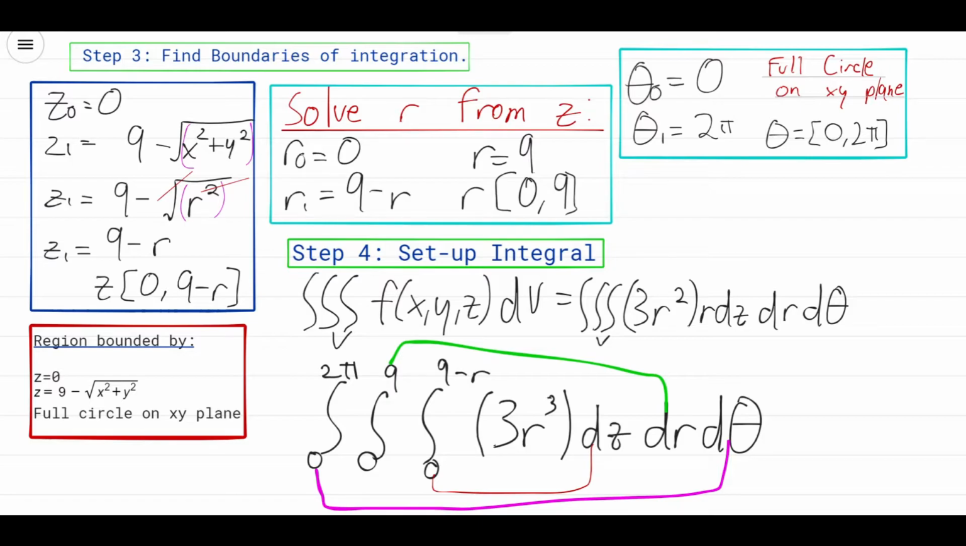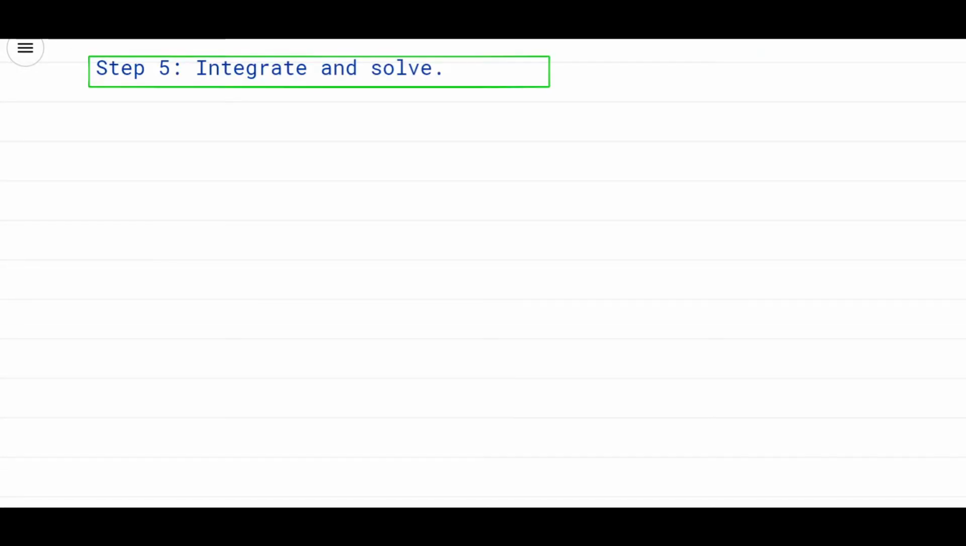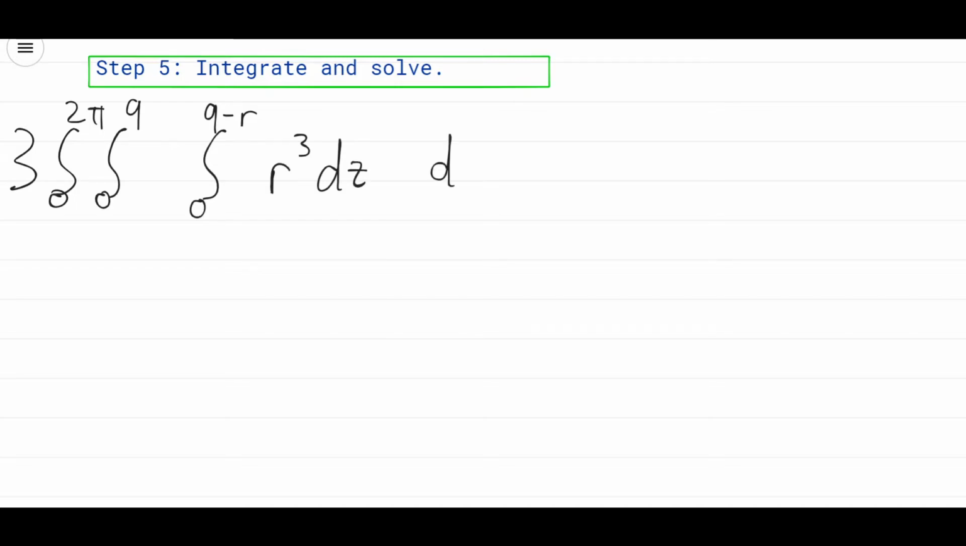So now let's integrate this. So now we're going to integrate this and solve. So our integral, we're going to factor out the 3. So 0 to 2 pi, 0 to 9. And the inner bounds that we're going to work with right now is the z limits. So 0 to 9 minus r, r cubed dz dr d theta. So notice how I separated the dr and the d theta from the integral.